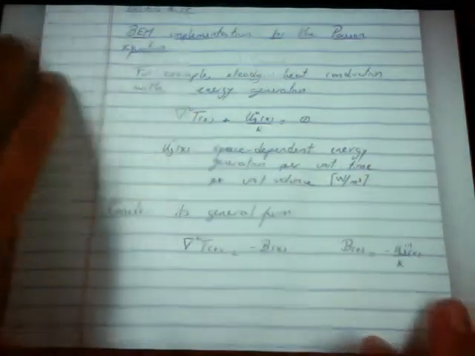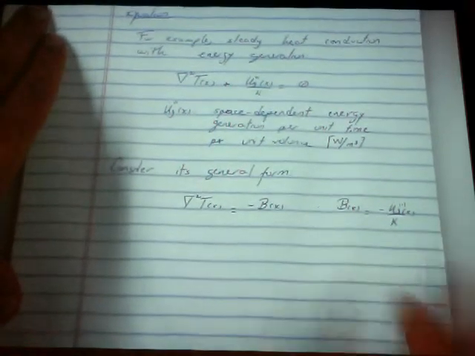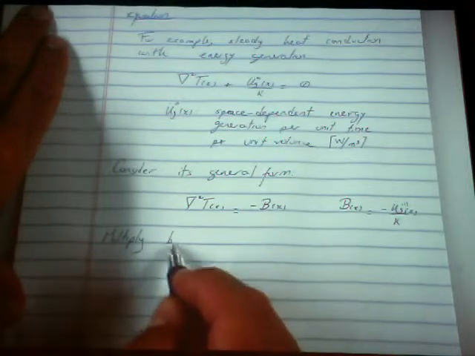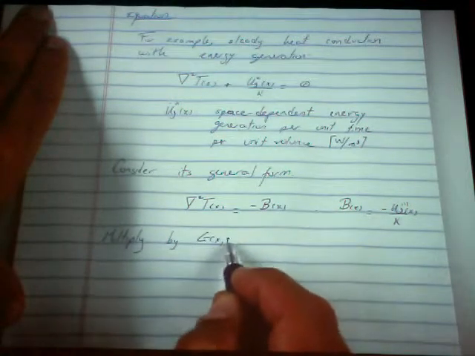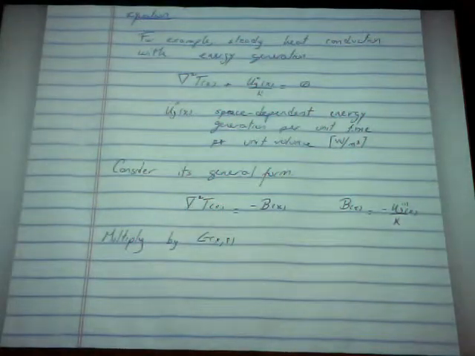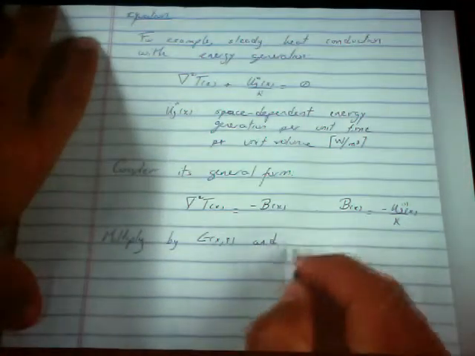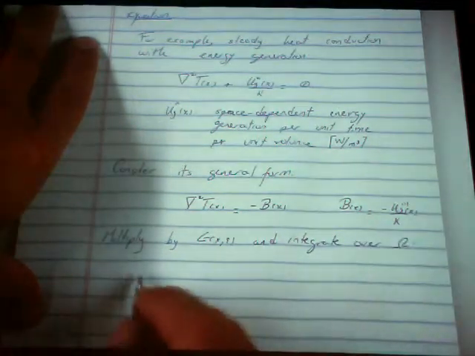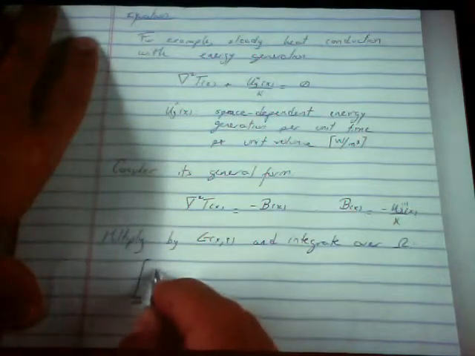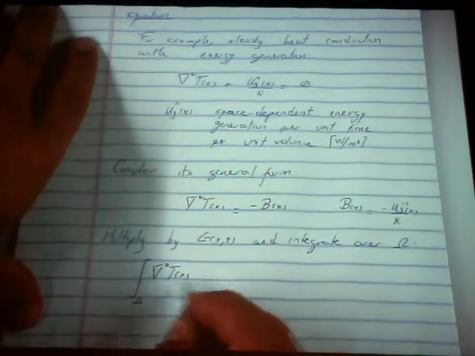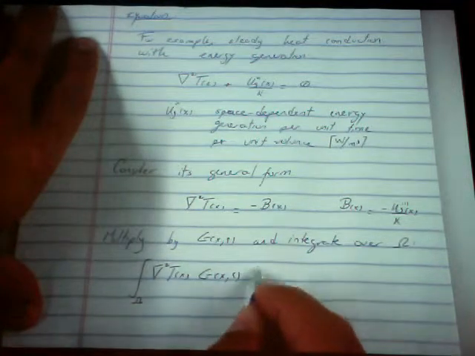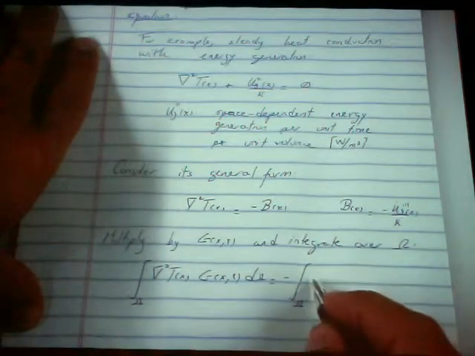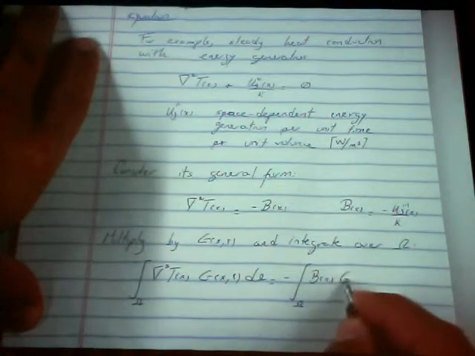All right, so I'm going to follow the same process that I did before. Multiply by g of x and xi, the Green's function, and integrate over omega. So we'll have the integral over omega of the Laplace of t times g of x and xi d omega is equal to minus the integral of b of x, g of x and xi.